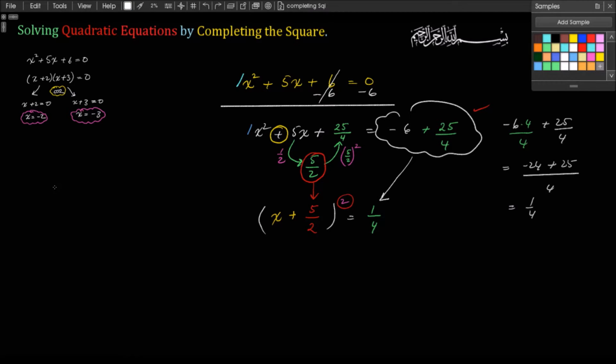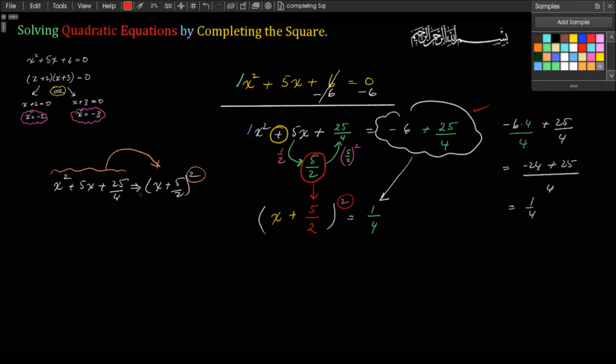See, what we did over here is that we rewrote x squared plus 5x plus 25 over 4 as x plus 5 over 2 squared. So we took a trinomial over here and we wrote this as a binomial squared.